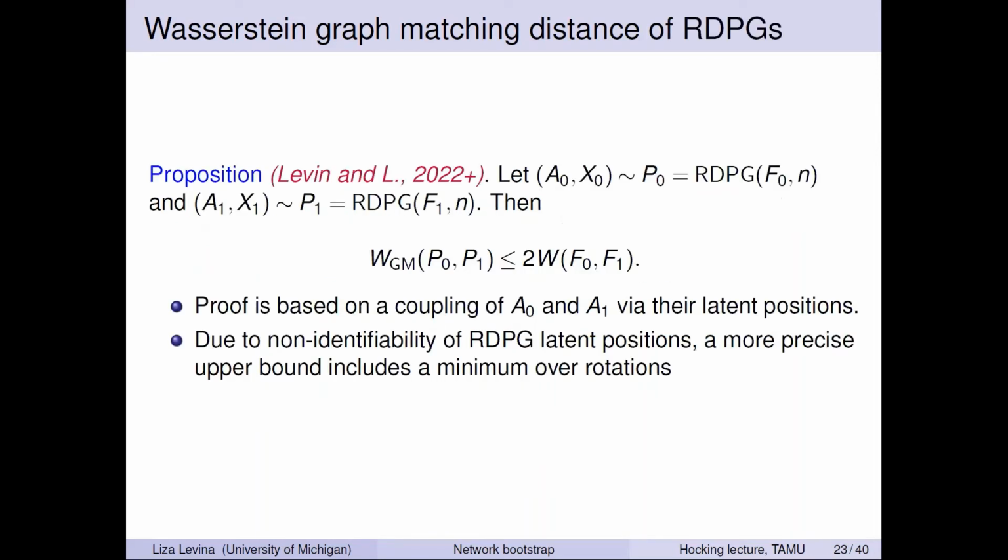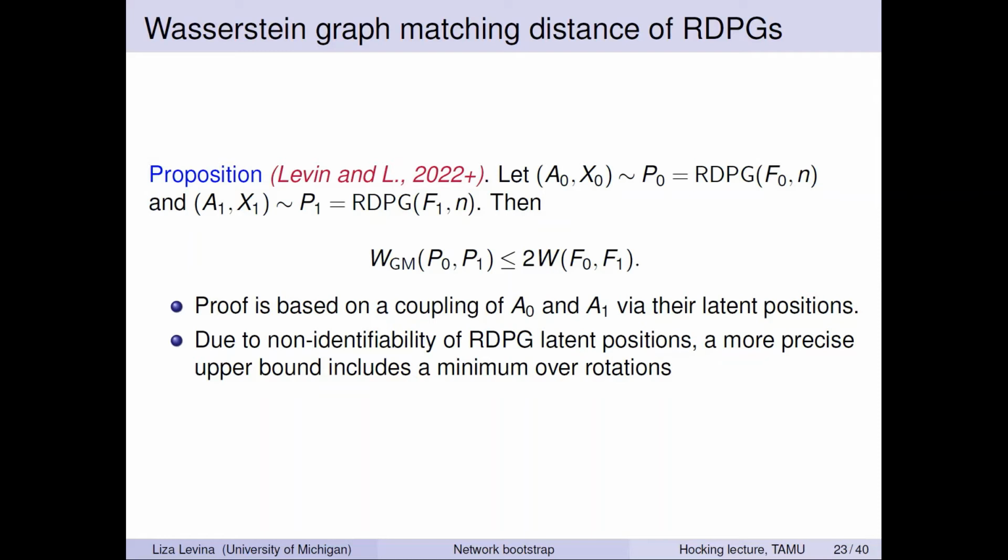So the key proposition here, which is really Keith's work, is connecting the graph matching distance between network distributions to the Wasserstein distance between the underlying distributions of latent variables, which happens to be connected with a really nice simple factor of two. You can actually make this bound better by putting various ugly things here, but I think two is good enough.